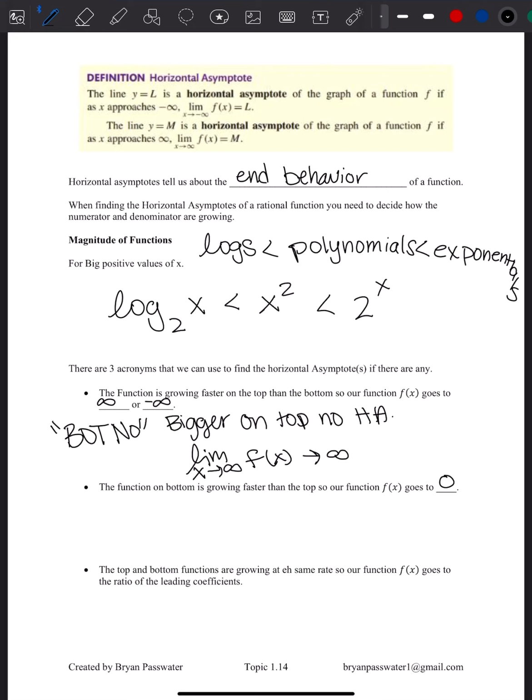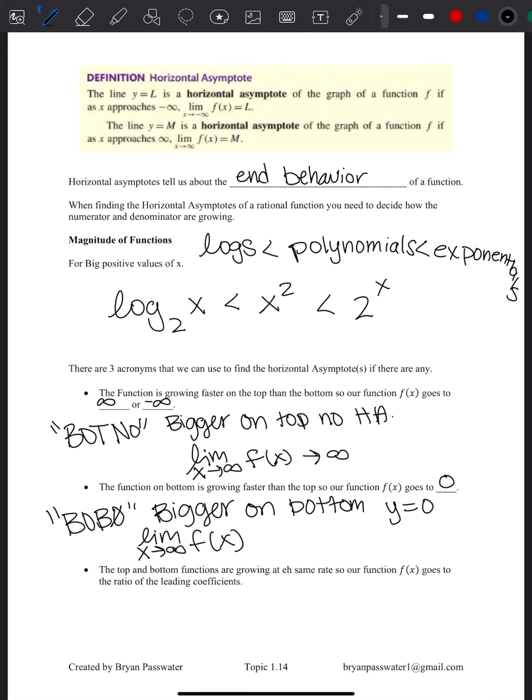Okay, we call this one BOBO, which stands for bigger on bottom. And our y value equals 0, or we say goes to 0. So this means that the limit as x approaches infinity of our function, or negative infinity, is going to equal 0. When we are looking at positive versus negative infinity, we just need to think about the sign, and then everything else will kind of fall into place.